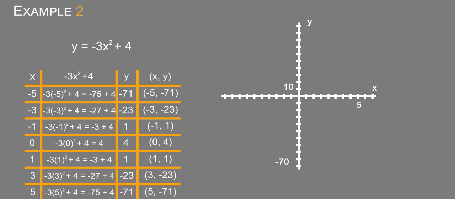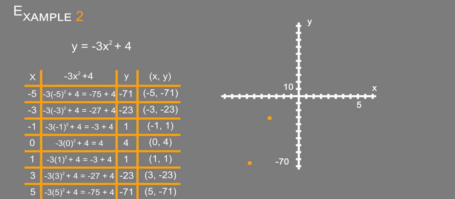So negative 5. So way over here at negative 5, negative 1, 2, 3, 4, 5. And then we're going to go down to negative 71, which is going to be right about here. At negative 3, we're at negative 23. So 10, 20, 3. So that's going to end up being right about, here's negative 3, we'll go down to right about here.